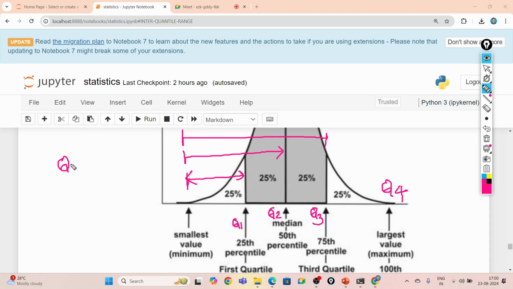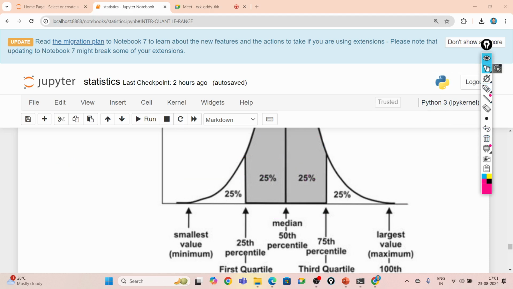And what is the interquartile range? The interquartile range is Q3 minus Q1, that is from 75% data to Q1. So this is the shaded part. It gives you the interquartile range. The terminology they use is the interquartile range. And how will you get it? Arrange all the elements in ascending order, calculate its 25% data, calculate its 75% data, and simply subtract: 75% data minus 25% data. That will give you the value of the interquartile range. Is it clear? Okay.